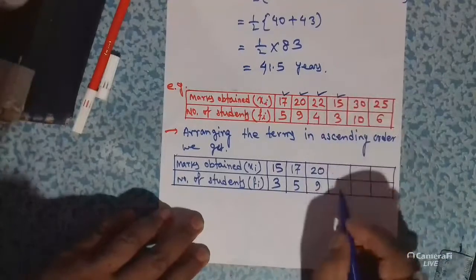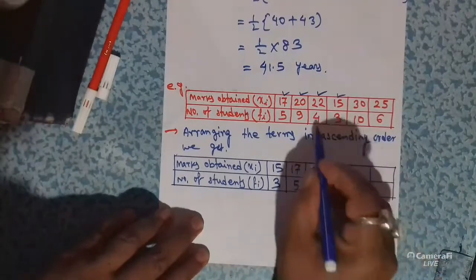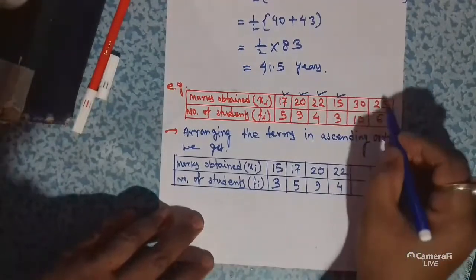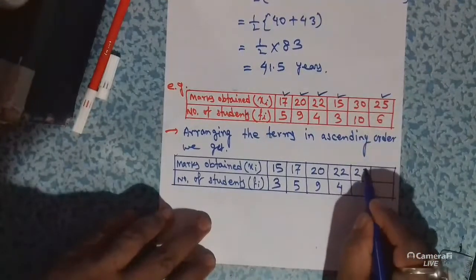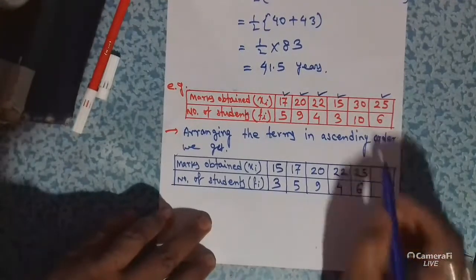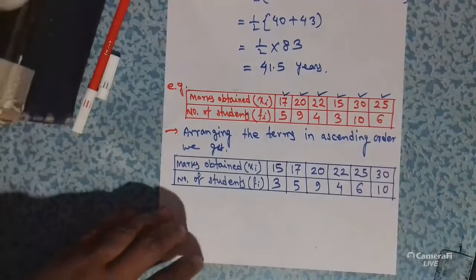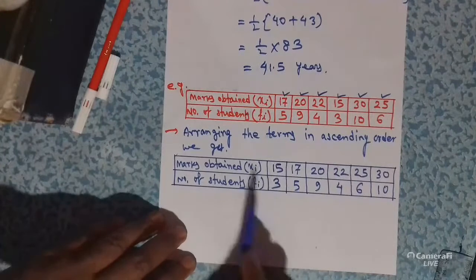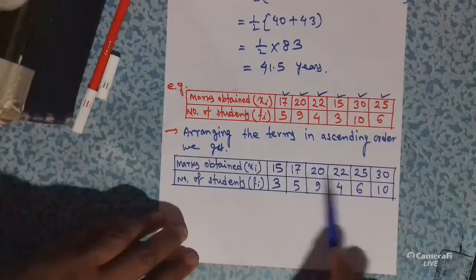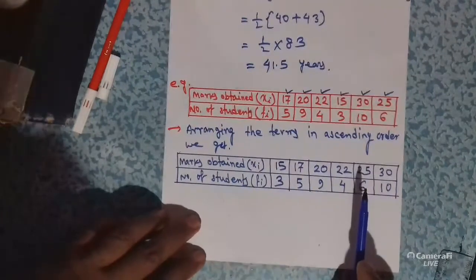Then 22, its frequency is 4. Then 25, its frequency is 6, and then 30, its frequency is 10. Now you can see that the data is arranged in ascending order.